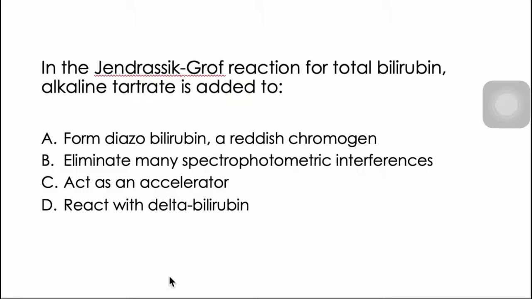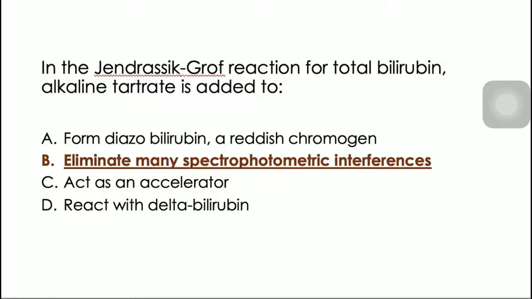In the Jendrassik-Grof reaction, for total bilirubin, alkaline tartrate is added to, letter B, eliminate many spectrophotometric interferences. Kasi po, ang ginagawa ni alkaline tartrate nga, it provides alkalinity, as what I've mentioned, no? And as it provides nga po alkalinity, yung azobilirubin po dito will be converted from a reddish purple to a bluish purple color. And that bluish purple color will now be absorbed at a different wavelength.